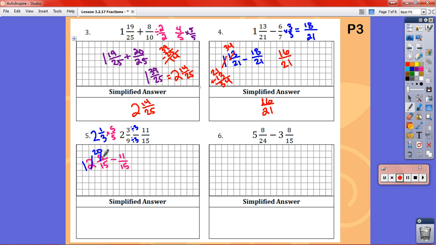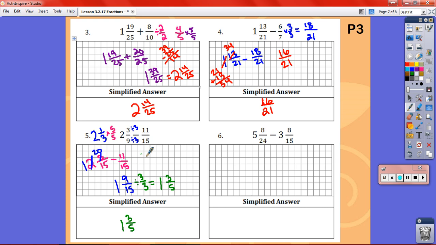So I have 1 and 20/15 minus 11/15. And 20 minus 11 is 9. So I have 9/15, and then I still have my 1. And I can simplify that. Those are both multiples of 3. So I get 1 and 3 over 5. 1 and 3/5.